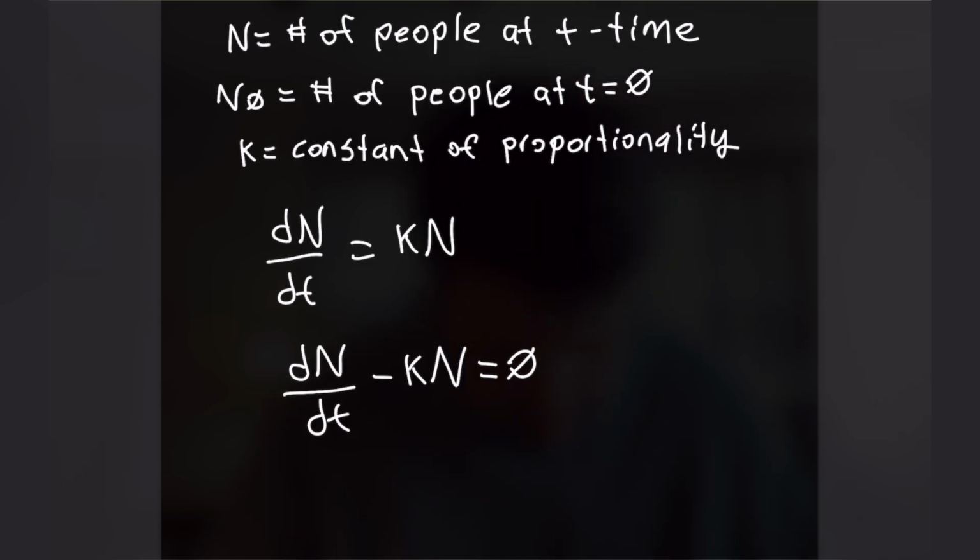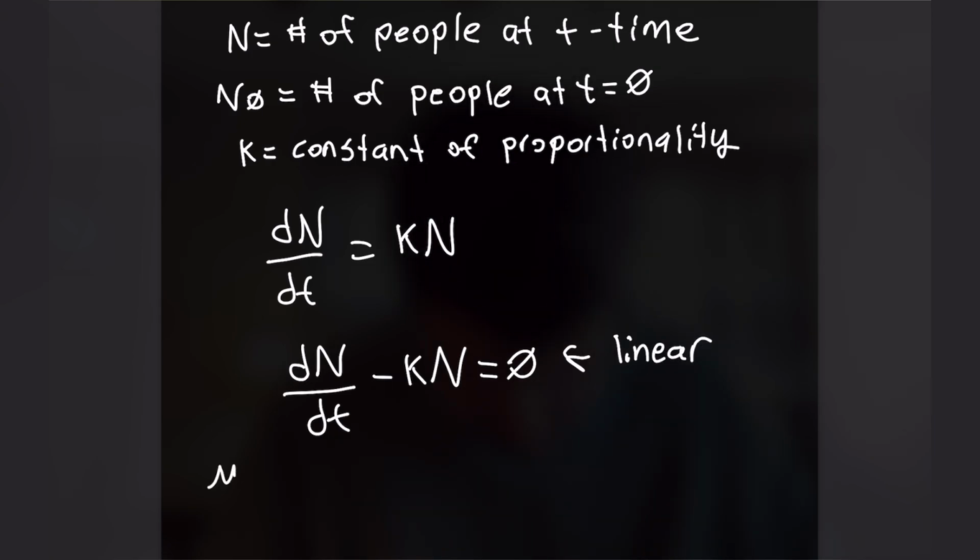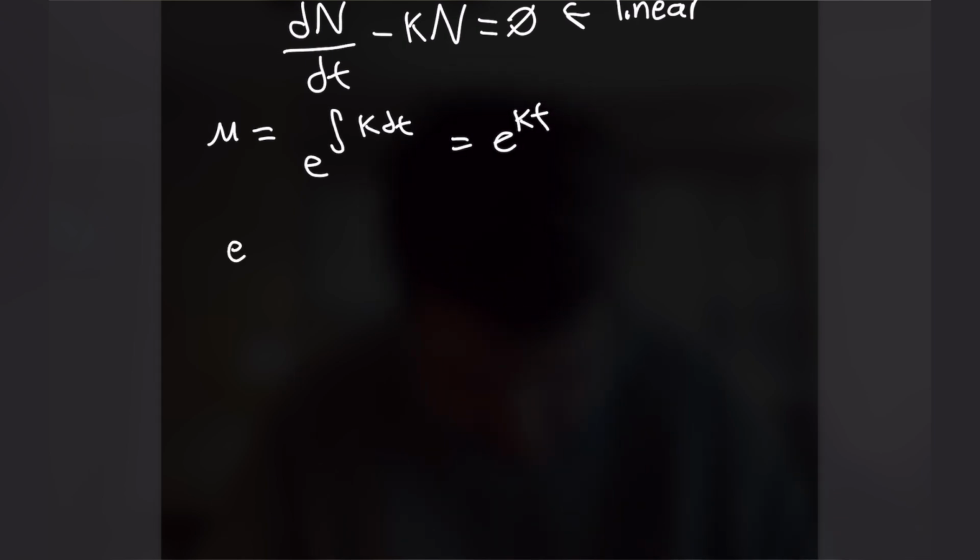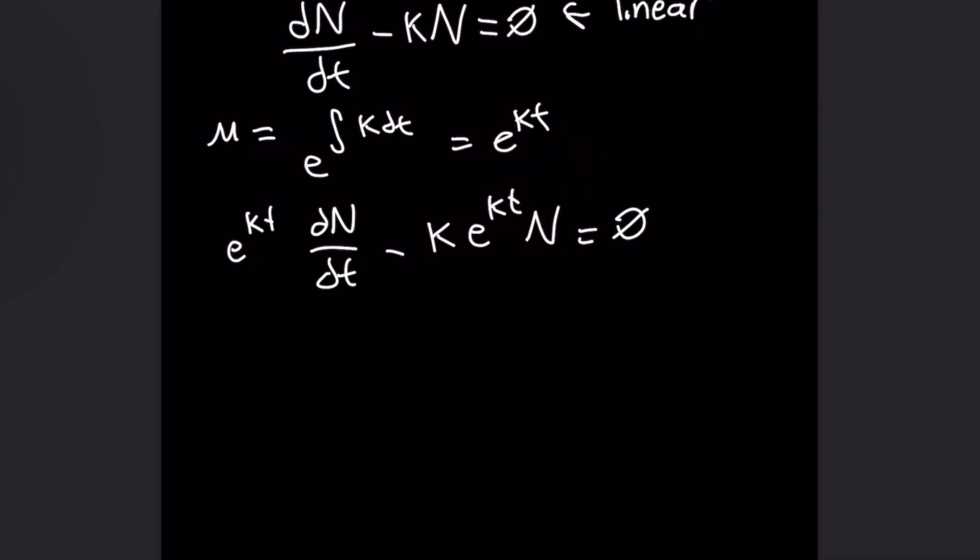And this is of course a linear equation just like the ones we solved before. So our integrating factor mu will be given as e to the power of the integral of k dt, and that's of course equal to e to the kt. And once we multiply that through, we'll get e to the kt times dn over dt minus k times e to the kt times n equals 0. And I'm not going to go over the solution process for that differential equation, but once you solve it, you'll find that the solution is given by n is equal to c times e to the kt.